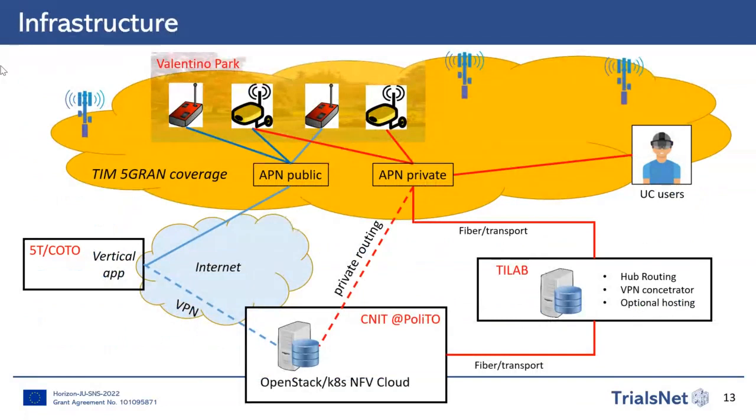This is a schematic about the Torino cluster. You can see the wide 5G coverage with the devices that can access both the public APN and the private APN. If you access the public APN, you can reach a vertical application that is exposed on the internet, or if you use the private APN, you can reach the two labs, where the NFV cloud and the TLab lab are.